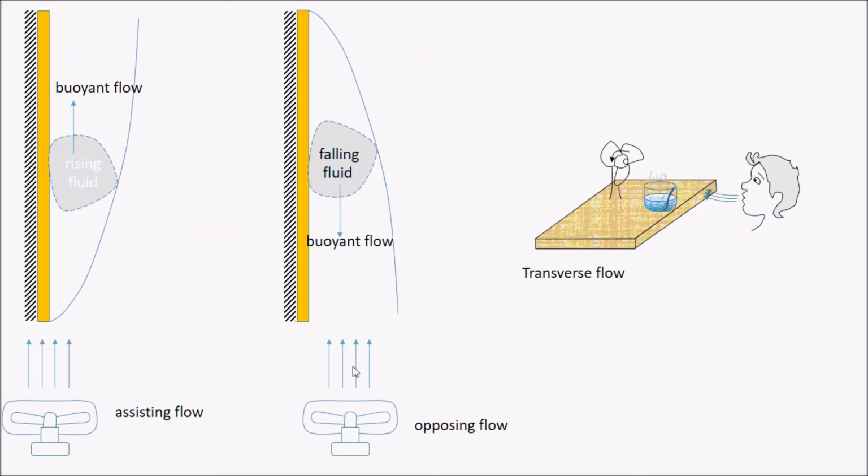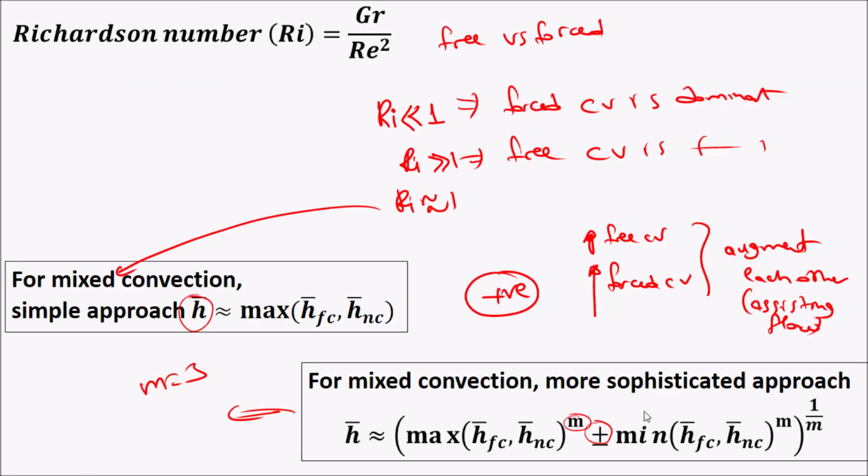So you can see here we have the assisting flow. This is the direction of the forced CV. This is the direction of the buoyant flow, which is the natural CV or free CV. This is assisting, and here you have the fan. But in that case, you have the falling fluid. You can see this one falls. As this one falls, you have opposing flow because they are in opposite directions, and therefore you will have the minus sign in this equation.